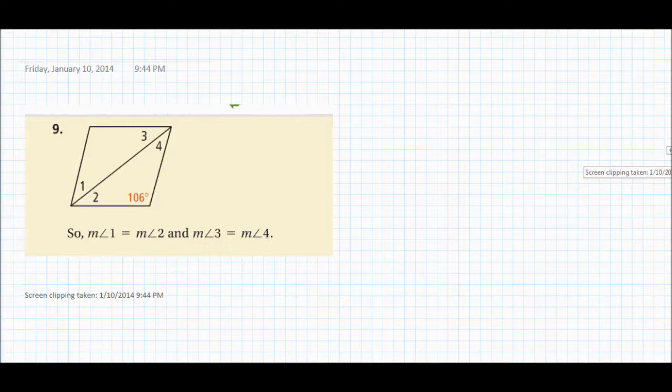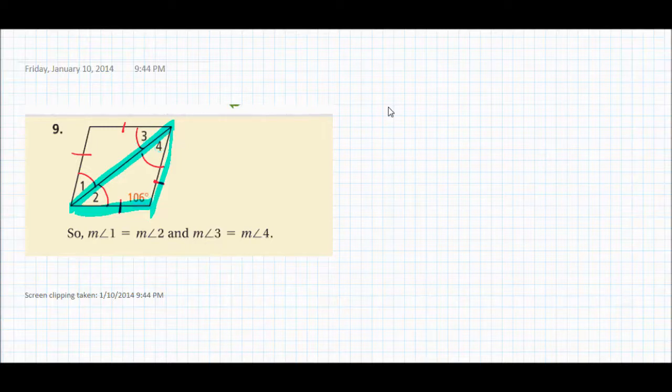Number 9, these are rhombuses. So we have to look at this and see, can we figure out what angle 1, 2, 3, and 4 are? Well, one of the rules about rhombuses is the diagonals are angle bisectors. Since all the sides are congruent, we know the triangles they form in the rhombus, and I'll highlight the triangle I'm talking about, is an isosceles triangle, so angle 2 and angle 4 must be congruent.